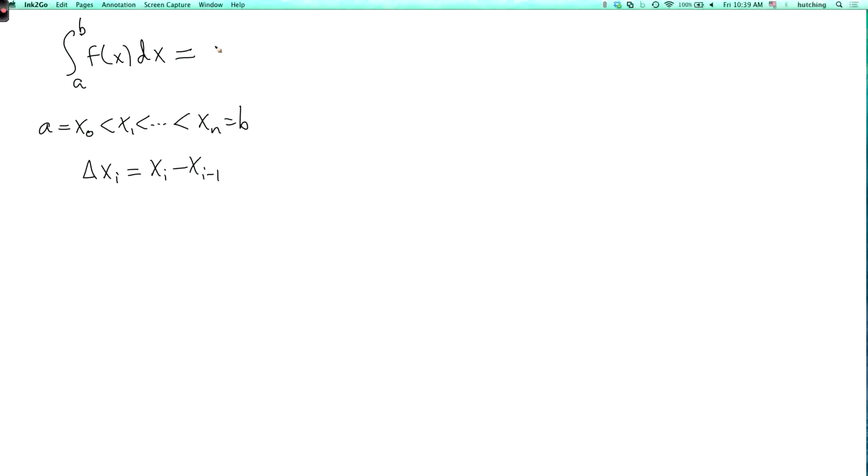And then this integral is the limit as the maximum length of a subinterval goes to 0. That's going to require n going to infinity, of the sum from i equals 1 to n of f of xi star delta xi, where xi star is the sample point in the ith subinterval.